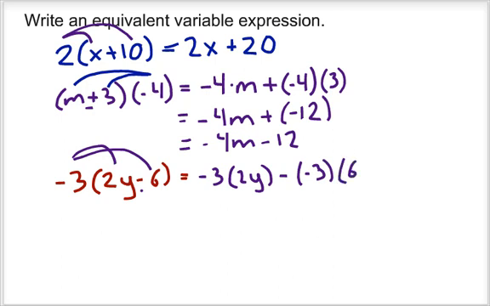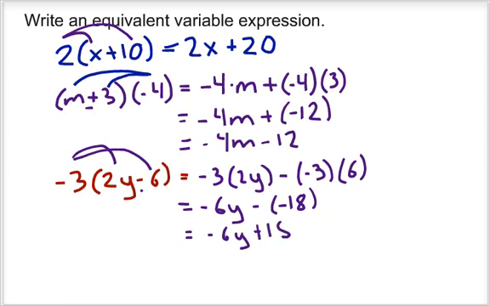negative 18. And we're going to be able to do some rewriting here because we can simplify this down further. This is an equivalent variable expression, but it's not a simplified equivalent variable expression. We know we always prefer things to be simplified. So, negative 3 times 2y, well, that's negative 3 times 2, it's negative 6y. And then subtracting negative 3 times 6, which is negative 18. And of course, we can rewrite that even further, negative 6y plus 18. And that would be our solution.